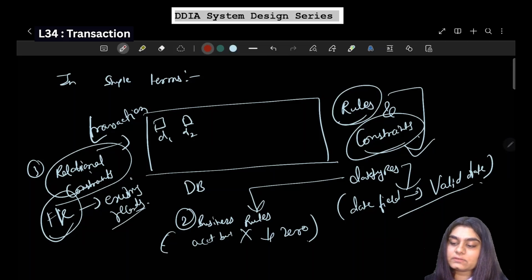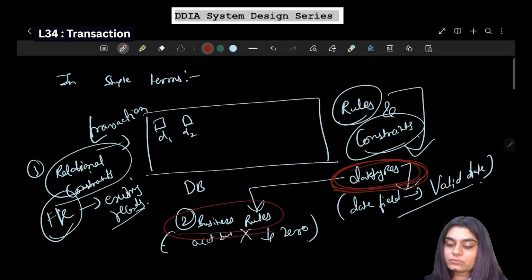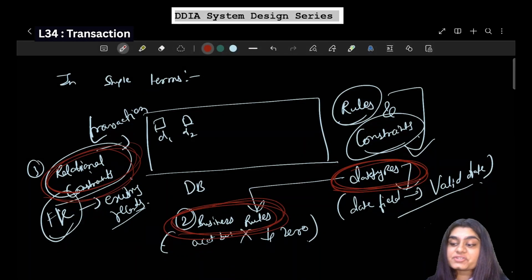So we discussed that it should have the correct data types, business rules, and relational constraints. If a transaction tries to break any of these rules, it will be rolled back and not persisted. That means it won't be saved.